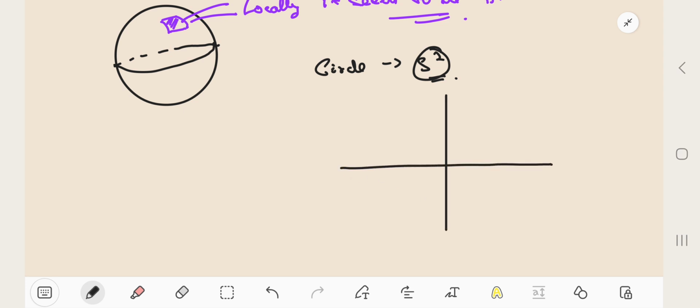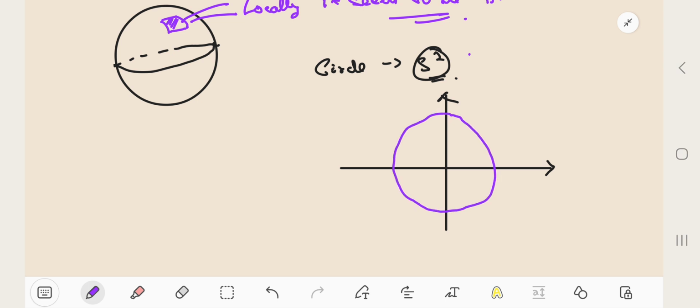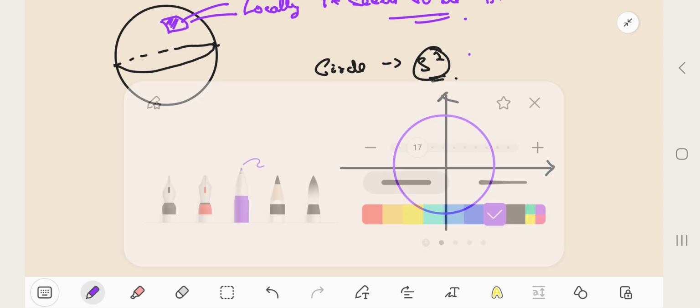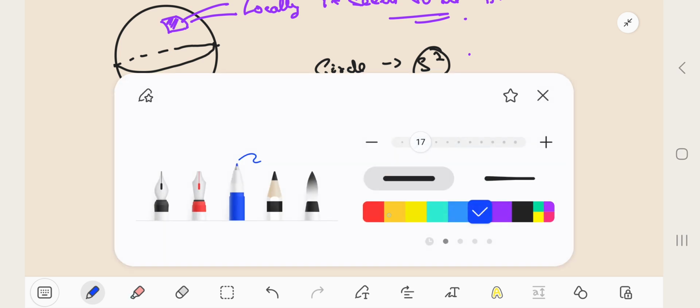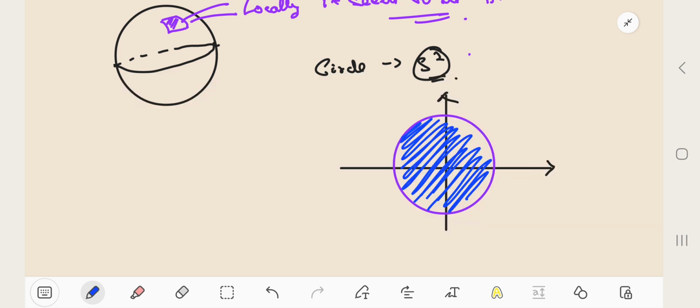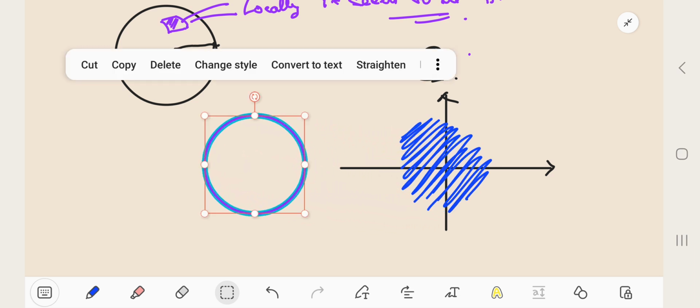if I consider R2 and I consider the unit disk, because in this case we are talking about the unit circle. The unit disk is like this, right? It's centered at the origin and it has radius 1, and we are talking about the closed disk. But what I want to do is just extract out its boundary. So if I extract out its boundary, I get this.